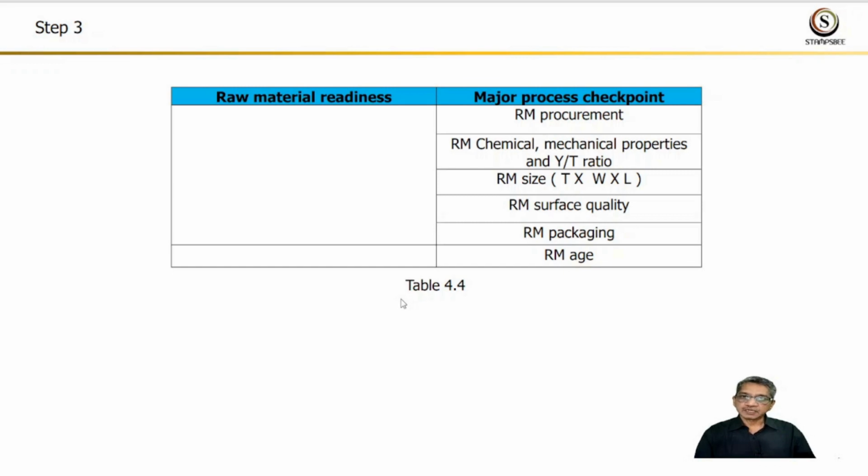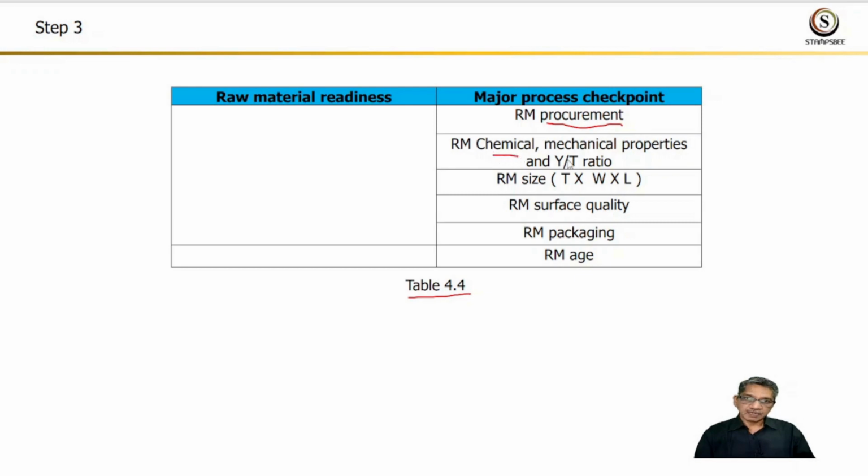Process step 3 is raw material readiness. Table 4.4 shows the major process checkpoints such as RM procurement. It should be from the approved source mentioned in the raw material quality plan.